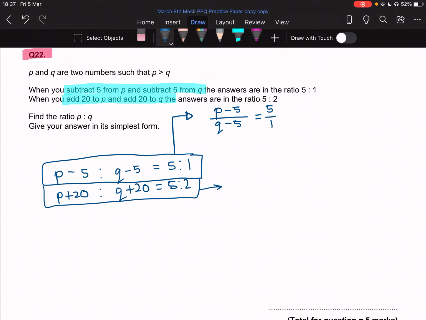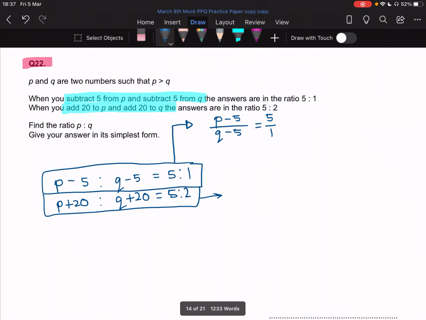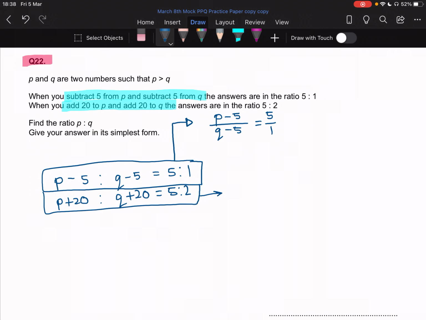You guys, of course, can pause me and try to do the same. I don't know why it's doing this, but we're just going to have to roll with it. So I'm going to say P plus 20 over Q plus 20 equals 5 over 2. So now we've got some quite complicated looking ratio questions. I'm going to try to do some cross multiplying because I've got two unknowns.